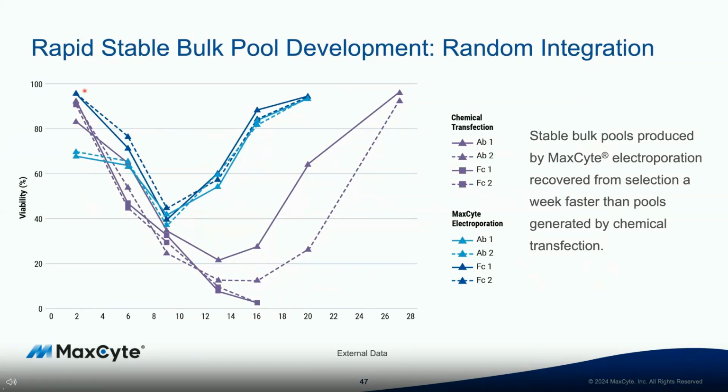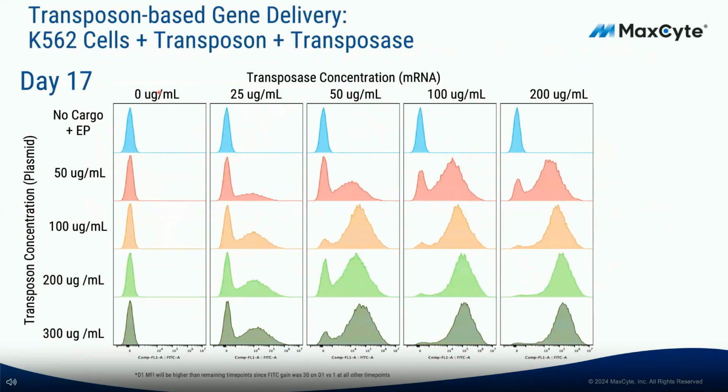So you can see with electroporation that the pools recover much faster from selection than with chemical transfection. In some cases with chemical transfection, they don't recover at all. So basically, it shortens the time needed to obtain that stable bulk pool.